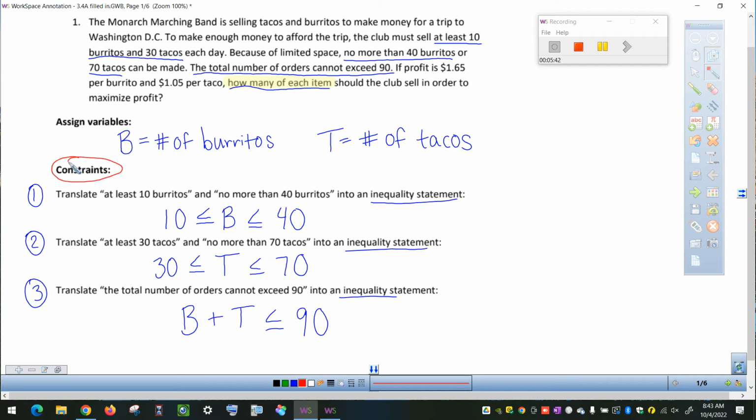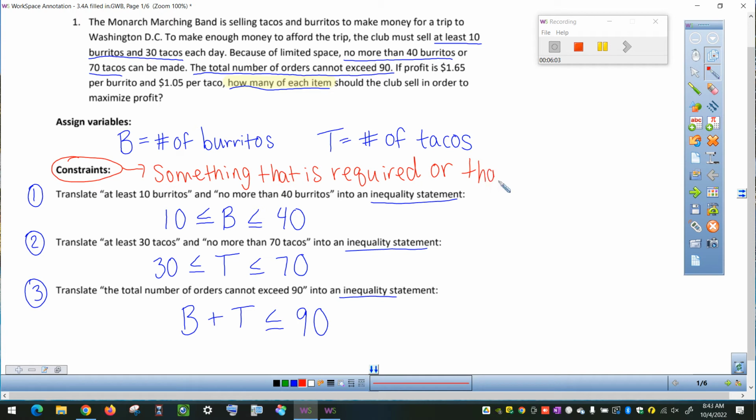All right, so constraints always involve an inequality statement, and they always represent something that is required or that we are limited by.